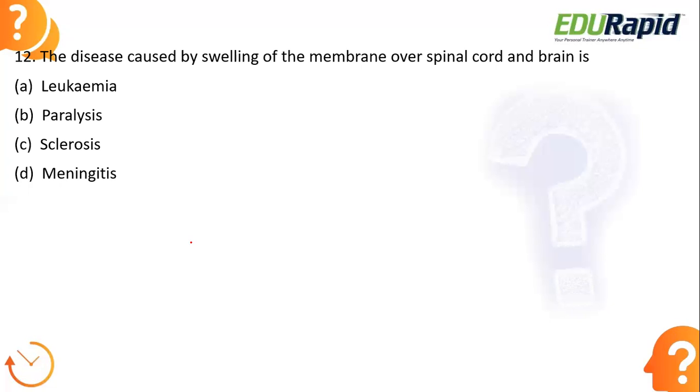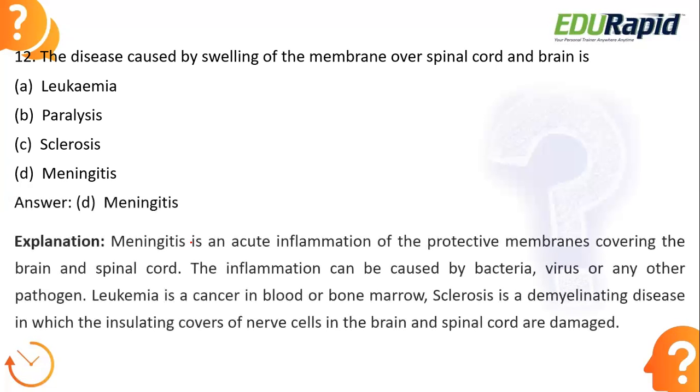Okay, now we'll know about the right answer. Option D, meningitis, is the right answer. This is where there will be the swelling part, the swollen membrane. So here the membrane, specifically the meninges, usually covers the spinal cord and our brain.